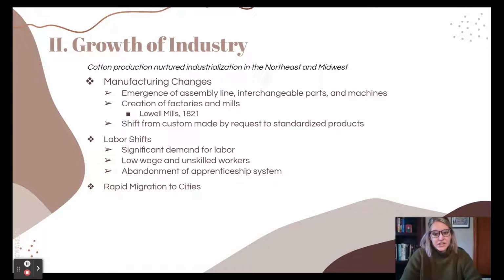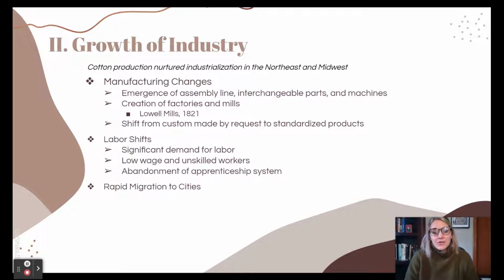And in our last lesson, we talked about the Lowell mills. We see the emergence of the assembly line, interchangeable parts and machines, significantly impacting the way that factories and mills ran. And so what we also see happening at this time is a shift from custom-made products to standardized products. All of these things are going to cause labor shifts. And that's really the significant part of this lesson, is how do these economic changes then impact people?